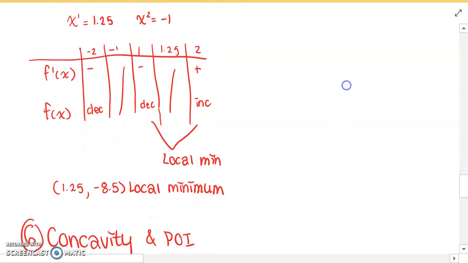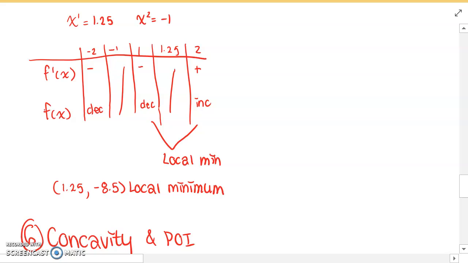So I plugged those into my first derivative chart, and when I plugged in values greater or lower or in between the two critical numbers I found, I ended up getting that when f of x is a number smaller than -1, it's going to be decreasing. When it's a number in between -1 and 1.25, it's going to be decreasing, and when it's a number greater than 1.25, it's going to be increasing.